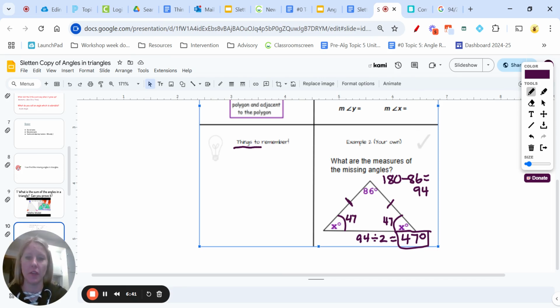Take a second after the video ends and put anything you want to remember in that last ideas box. And as you do stuff today, if there's anything that's confusing, put it in that things to remember box.